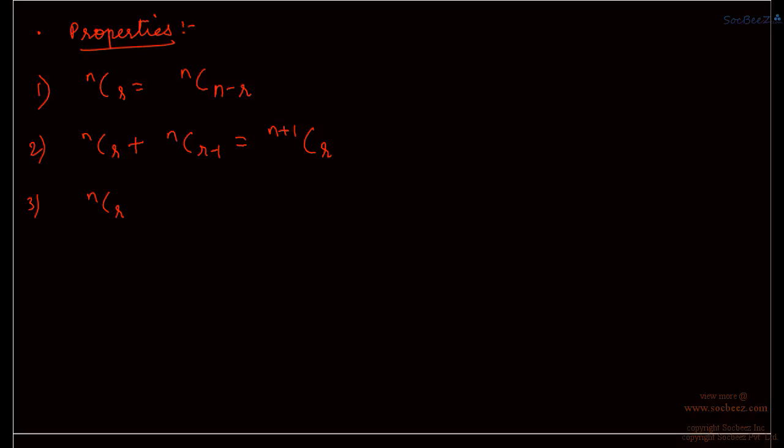Whereas for nCr, nC0 is n factorial by 0 factorial into n factorial, which is 1, and nCn is also the same thing, right? From the first rule, you'll always get the symmetric parts to be the same. Hence, you can see that nCr will be greatest in the middle.